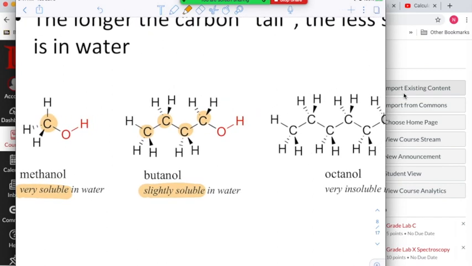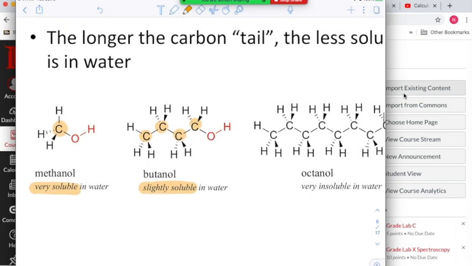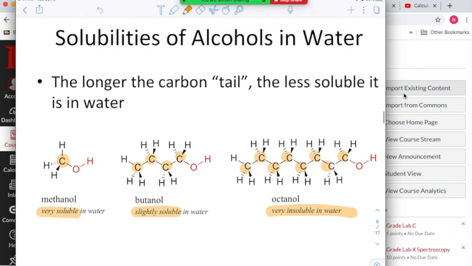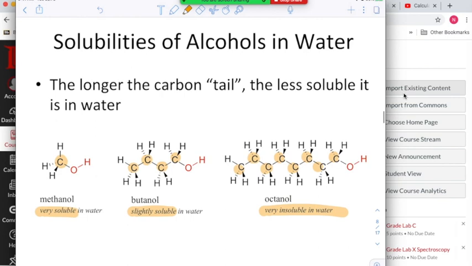Next up, we have our octanol. So oct means 8. So 1, 2, 3, 4, 5, 6, 7, 8. By the time your tail has 8 carbons, it is now very insoluble in water. So again, the longer this carbon tail is, the less soluble it is in water. Methanol can go into water very easily. Octanol, absolutely not. So any questions on anything here?